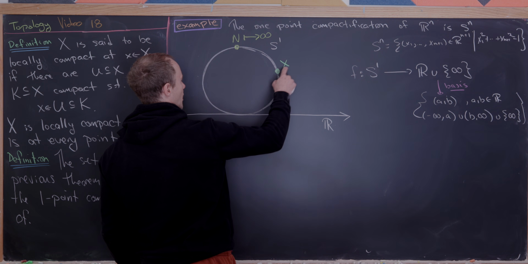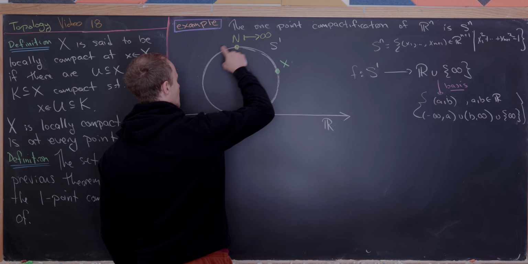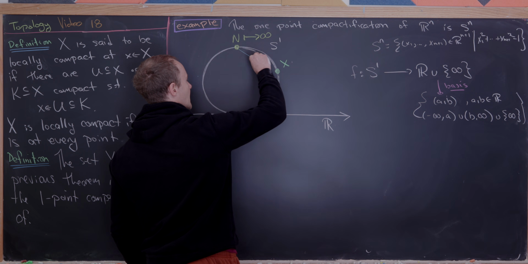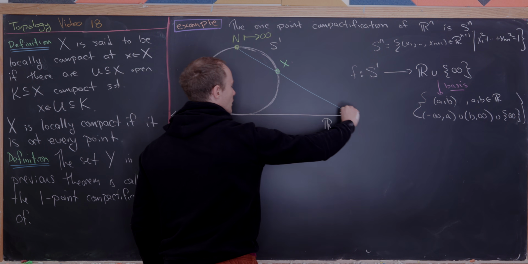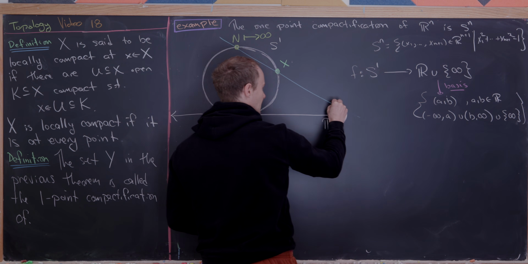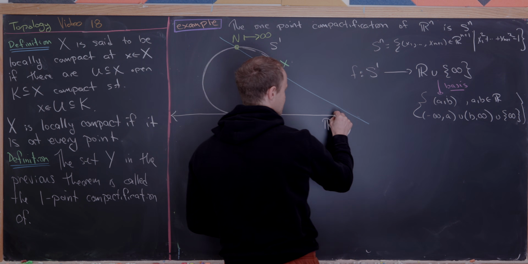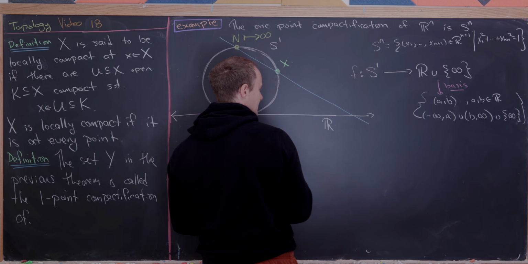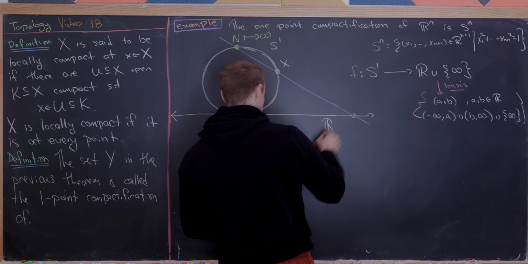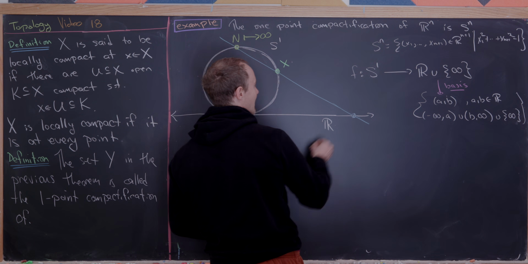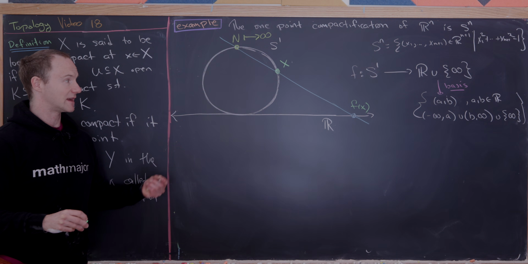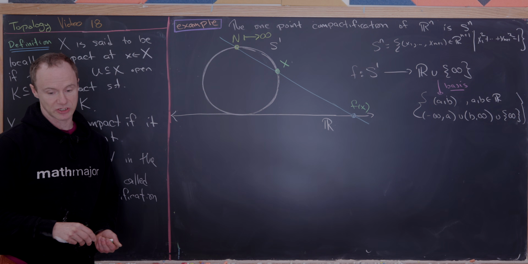So let's say we've got an arbitrary point x here that's on the circle, and what we want to do is find the line between the north pole and x. Observe that that line between the north pole and x will intersect the real line down here at exactly one point, and we'll call that one point f of x. Okay, cool. So that is how we define our function.